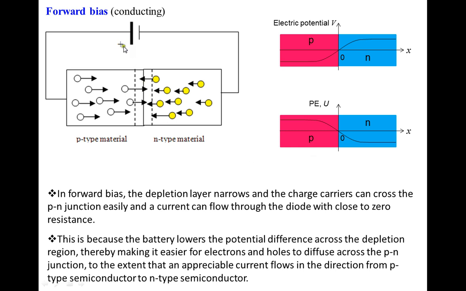If you however connect it in the forward bias, the positive potential of the battery will force the holes in the p-type material to move closer to the center, and the negative charge of the battery will force the electrons to move closer to the center. What this essentially does is it narrows the zone of depletion. This also reduces the potential difference and the potential energy difference across the n and p type. Hence, it reduces it to an extent that an appreciable current flows in the direction from p-type semiconductor to n-type semiconductor.